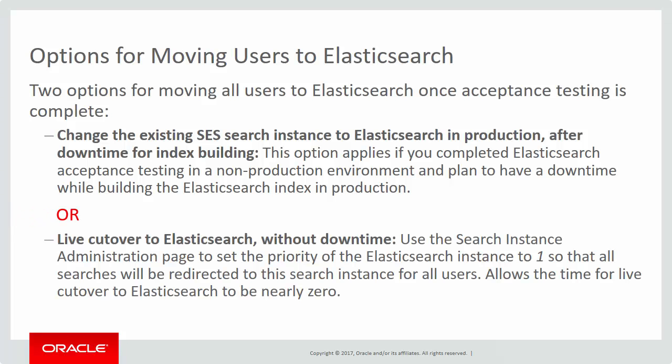Or you can perform a live cutover to Elasticsearch without production downtime. You can use the Search Instance Administration page to set the priority of the Elasticsearch instance to 1 so that all searches will be redirected to this search instance for all users. This allows the time for live cutover to Elasticsearch to be nearly 0.